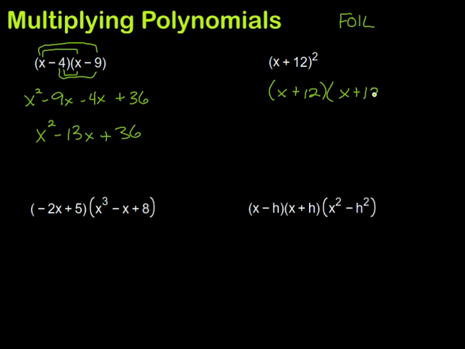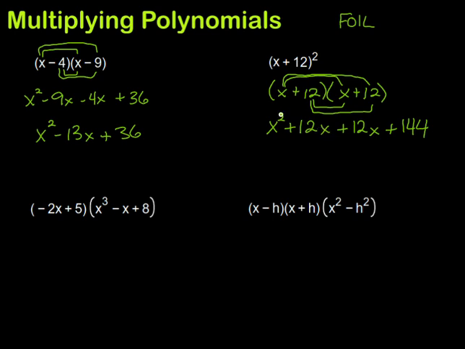And so what we need to do, again, we could just FOIL. So we're going to take the x multiplied by the other x. That gives us x squared. Then we've got x times 12, which is 12x. And then we've got another 12 times x. So that's going to be, again, 12x. And finally, 12 times 12 is 144.